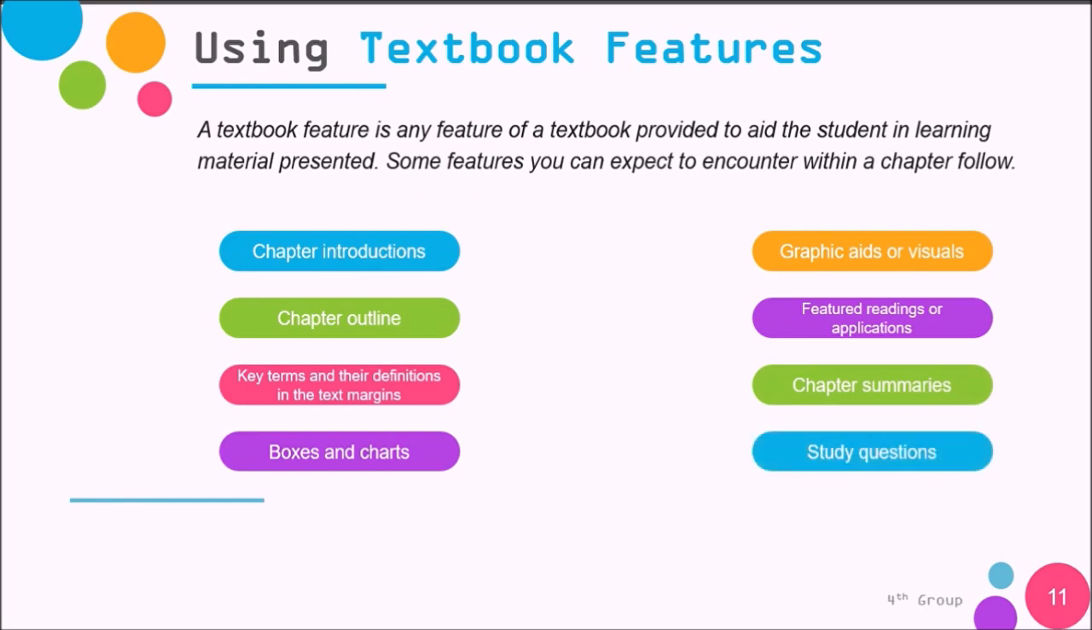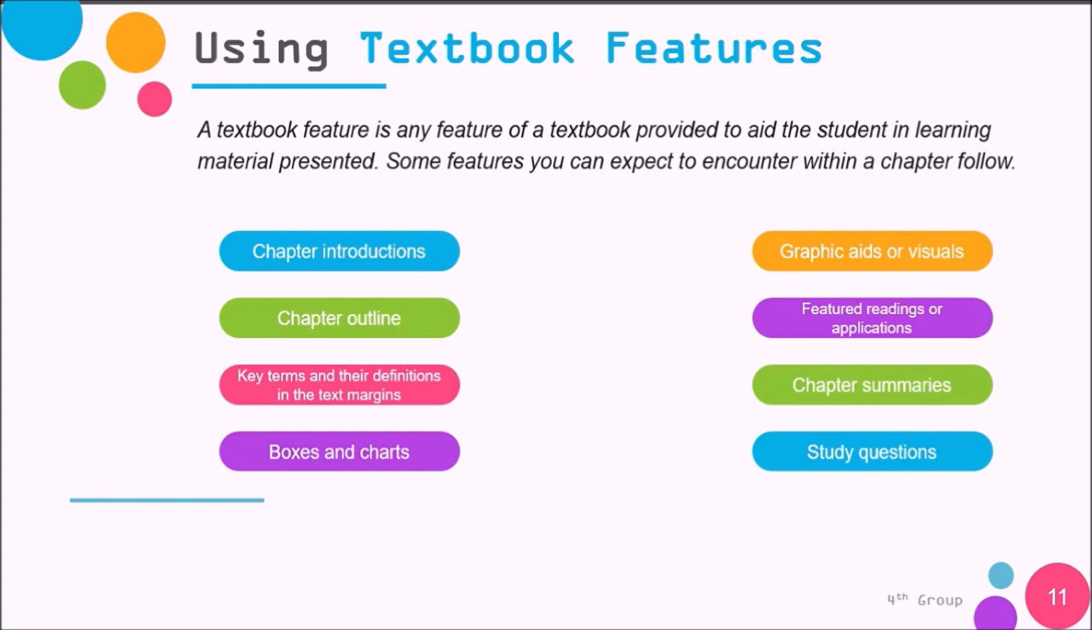Using textbook features. A textbook feature is any feature of a textbook provided to aid the student in learning material presented. Some features you can expect to encounter within a chapter follow. Chapter introduction. Introduces the information in the chapter, usually with a real-life application. Chapter outline, objectives, or goals are usually presented as an outline of key subjects or topics to be discussed in the chapter.